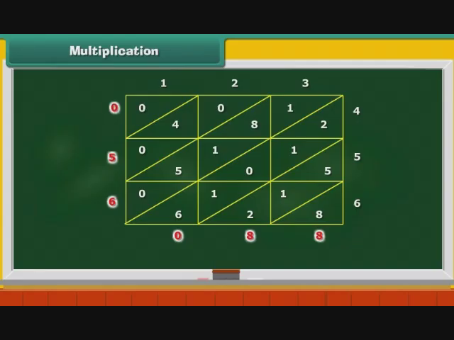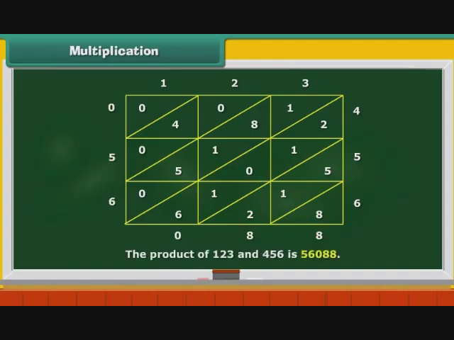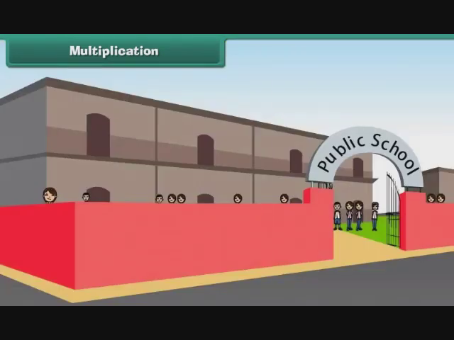Write 0. Read the digits from top to bottom: 056088. Therefore, the product of 123 and 456 is 56088. Let us now look at a word problem of multiplication.